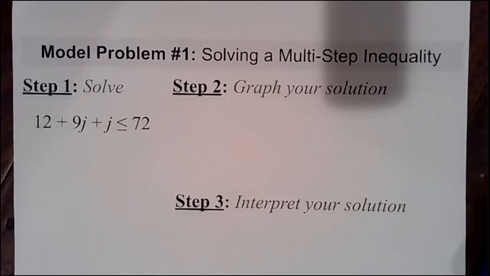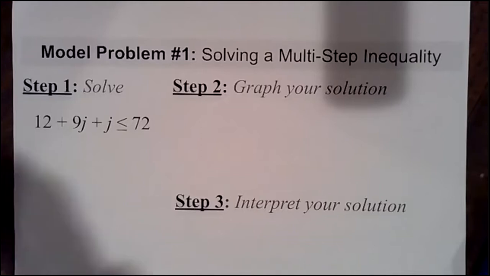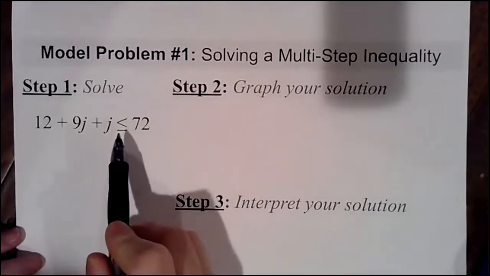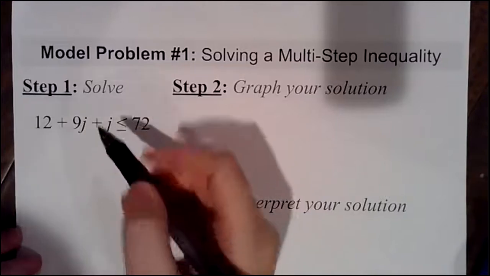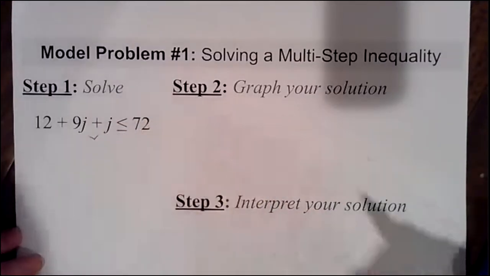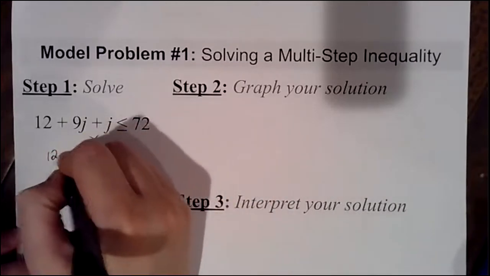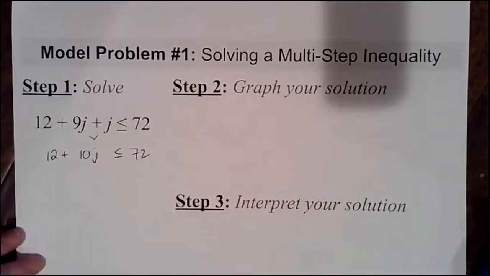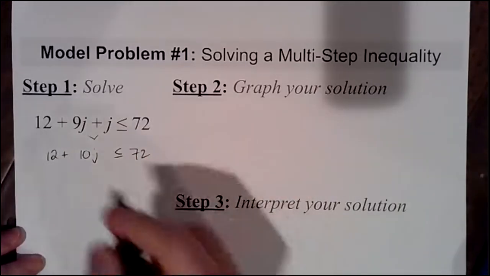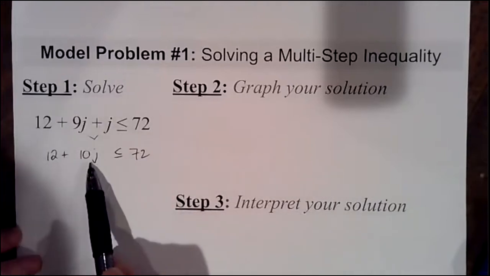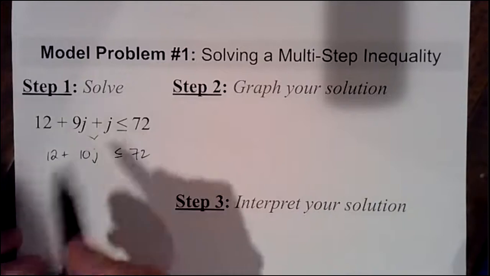So the first step is to solve, right? And in this example, I noticed that I have like terms. I have 9j and j because they both are the variable j. And there's an imaginary one here. So if I combine these two right here, I should get 12 plus 10j is less than or equal to 72. Okay. Then I'm going to identify my like terms again.